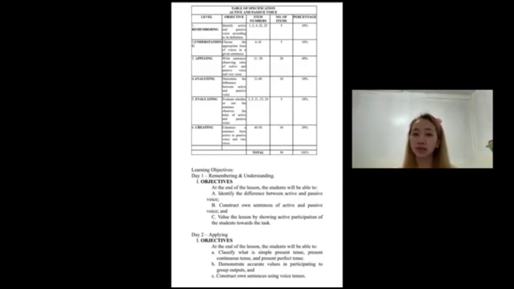In day 1 objectives, the domain here is remembering and understanding. The objectives: at the end of the lesson, the students will be able to A. Identify the difference between active and passive voice. B. Construct own sentences of active and passive voice. And C. Value the lesson by showing active participation towards the task.